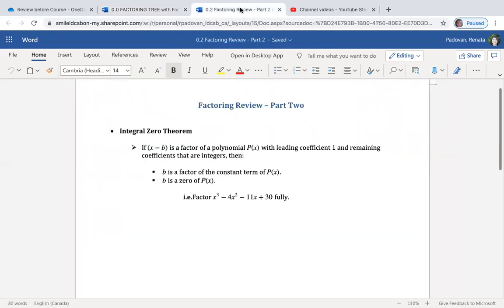So that is what we're looking at today, factoring review part 2, which is the integral zero theorem and factor theorem. There are two different theorems, so we'll do them in two separate videos.